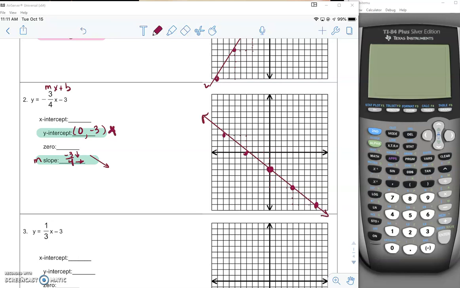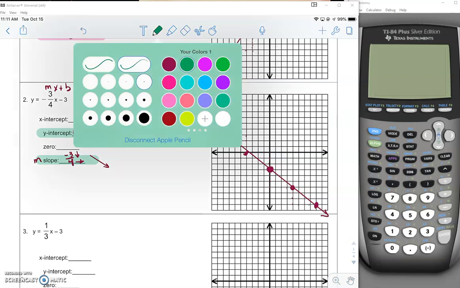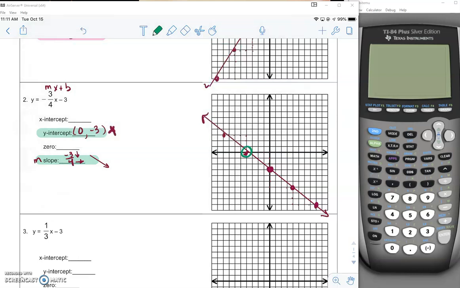And we can now use our graph to find the x-intercept. My x-intercept is where my graph crosses the x-axis. This is the ordered pair, -1, 2, 3, 4, 0. So my x-intercept is (-4, 0). Remember, a zero means exactly the same thing, so my zero is the x value of that x-intercept, or just -4.